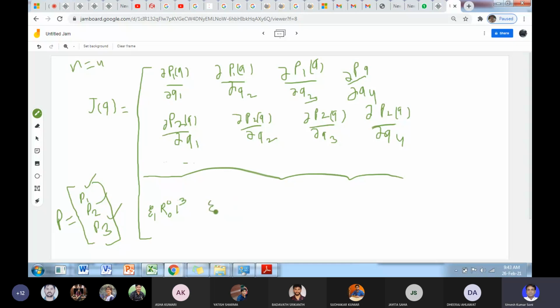and epsilon 2 into R 1, 0, I3, epsilon 3, R 2, 0, I3, and in this way you have total 4 values. I3, epsilon 4, R 3, 0, I3. Okay, so completely the Jacobian matrix will be determined by this.